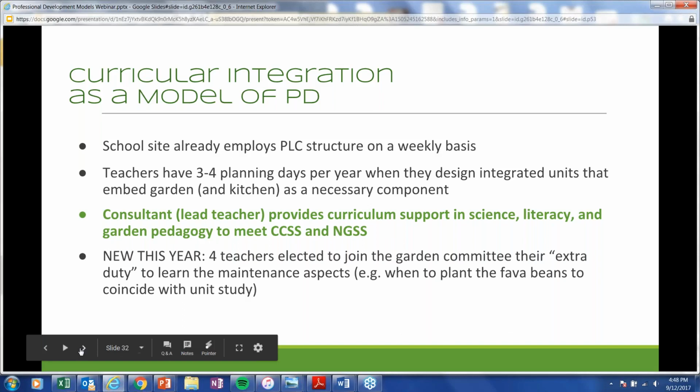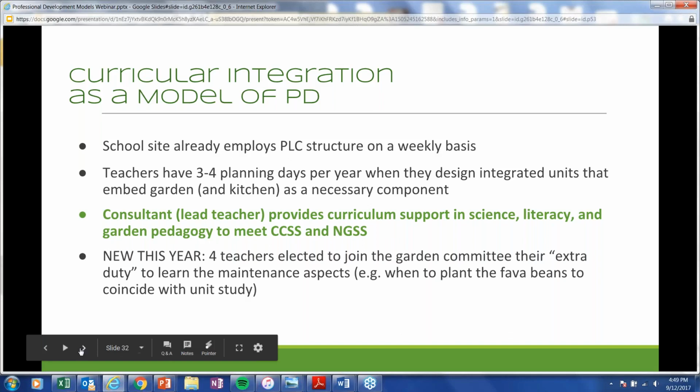So grade level teams are already meeting regularly. And then we add a couple of times per year where teachers have the planning days, and they sit with each other for a whole day, and they are facilitated in the process of designing their integrated units, integrating both the dual language as well as the science. And my job as the consultant, or in the previous 2 years as a lead teacher, was to provide that curriculum support in both the science understanding, literacy, and garden pedagogy.